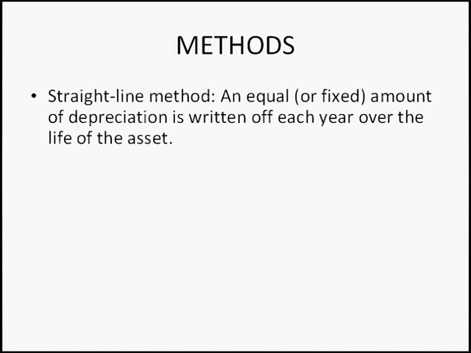Look at the different methods that can be applied to calculate depreciation. The first one is called the straight line method. The straight line method assumes that an equal or a fixed amount of depreciation is written off each year over the life of the asset. That means that the amount of depreciation we write off every year is exactly the same over the lifetime of the asset. Remember now we said that if there's a residual amount, then you first deduct that from the cost price before you work out the depreciation.